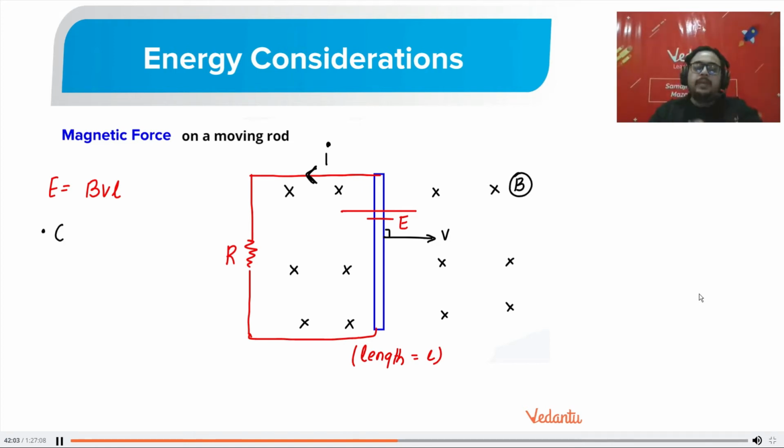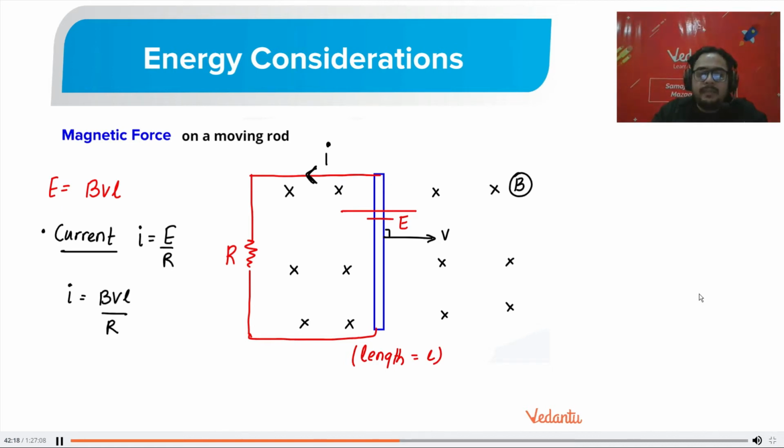Can you tell me the value of current? How much current will flow? So everyone knows current is basically voltage upon resistance. Very good. So the current I am getting is BVL by R.